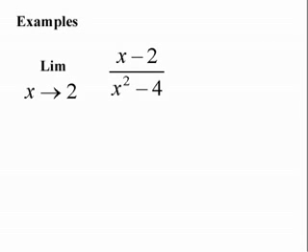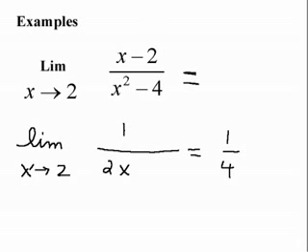Now let's take a look at a few examples. Suppose we're interested in the limit as x approaches 2 of x minus 2 over x squared minus 4. If we substitute in the value x equals 2, we get 2 minus 2 over 4 minus 4, which is 0 over 0. Since we get 0 over 0, this function is a candidate for L'Hopital's rule.